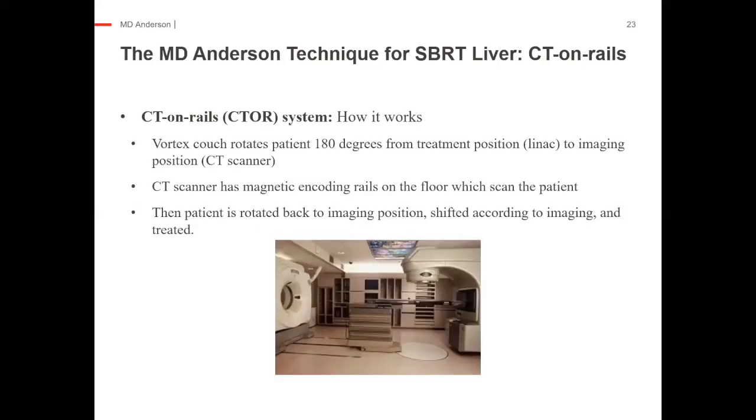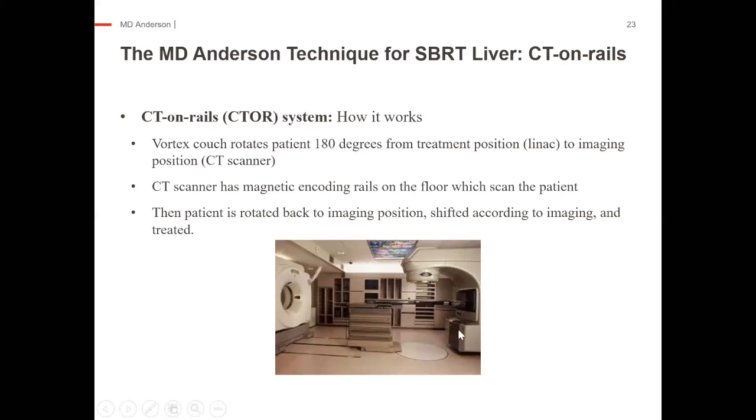So again, I'm going to talk about what we do at MD Anderson and then talk about other options as well. For SBRT liver specifically, we treat all of our SBRT liver patients with CT on rails. And this is kind of a quirky thing that MD Anderson has. So just quickly, how it works.